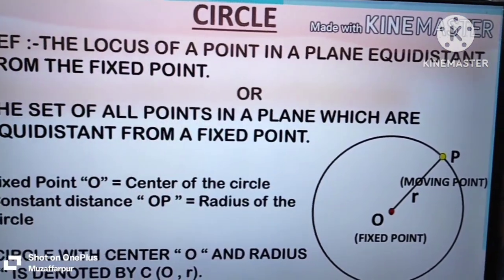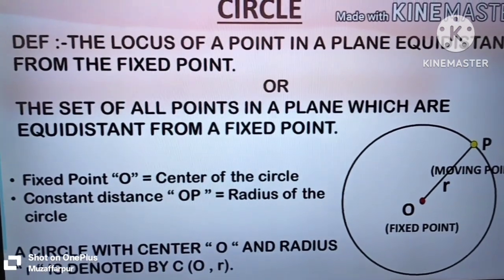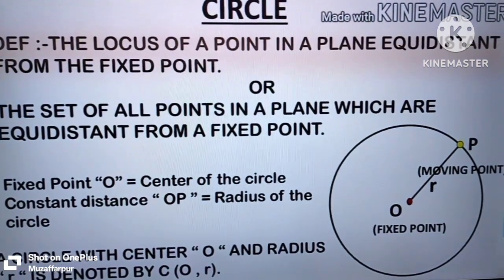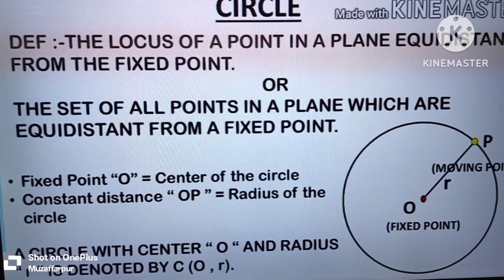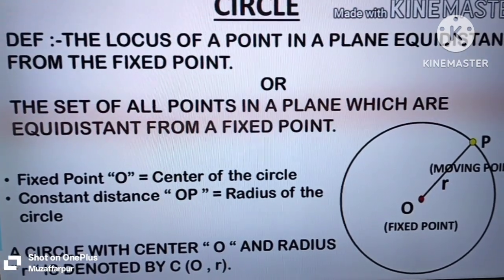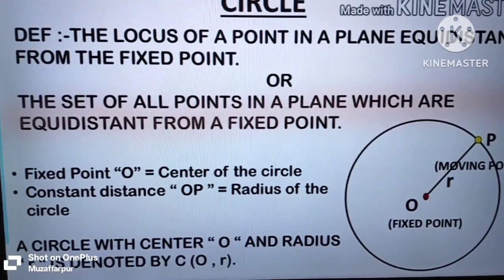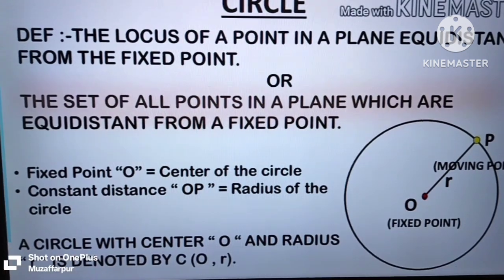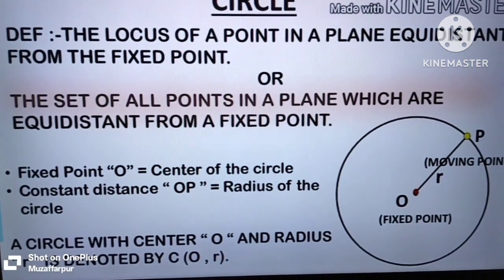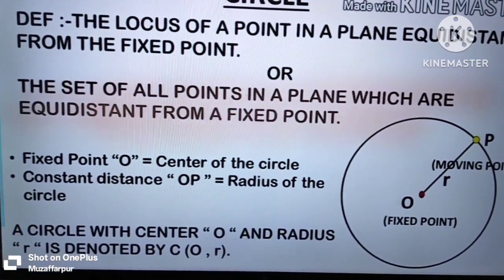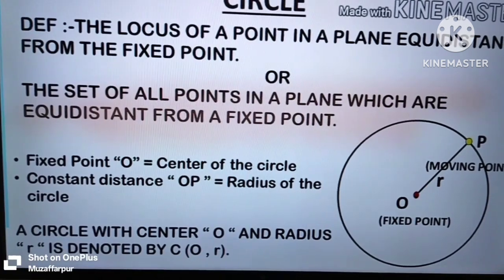लेट्स स्टार्ट वेरी इंटरेस्टिंग, very purposeful, very useful and very important topic, that is circles. Now let us define a circle. The locus of a point in a plane equidistant from the fixed point is called a circle. Or we can say the set of all points in a plane which are equidistant from a fixed point is a circle. What does it mean?